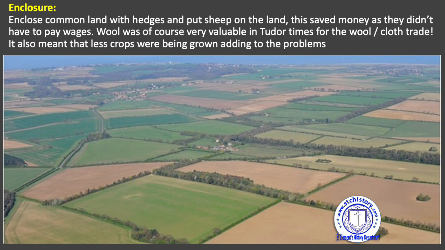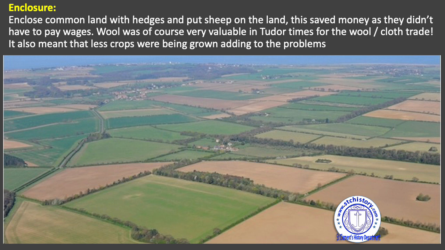So they have been replaced with this hedge enclosure, meaning that you are now no longer able to grow food on that piece of land. It's not common, it's been taken back by the landlord. So there's another example of why we've got less food. Less food, obviously inflation, obviously poverty. So your job really in this topic is to try and understand how everything leads to poverty.